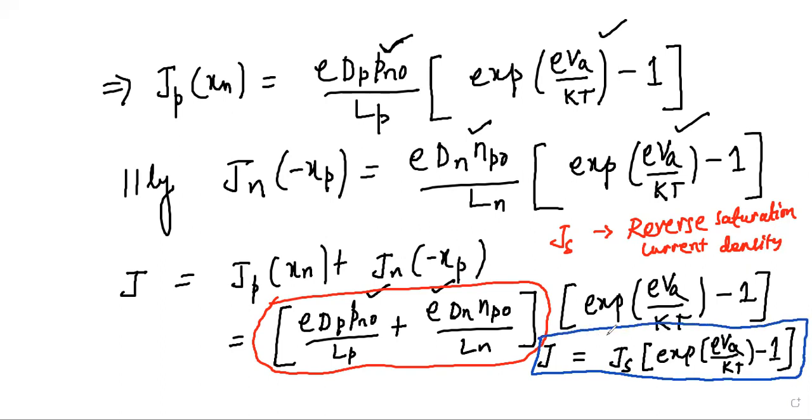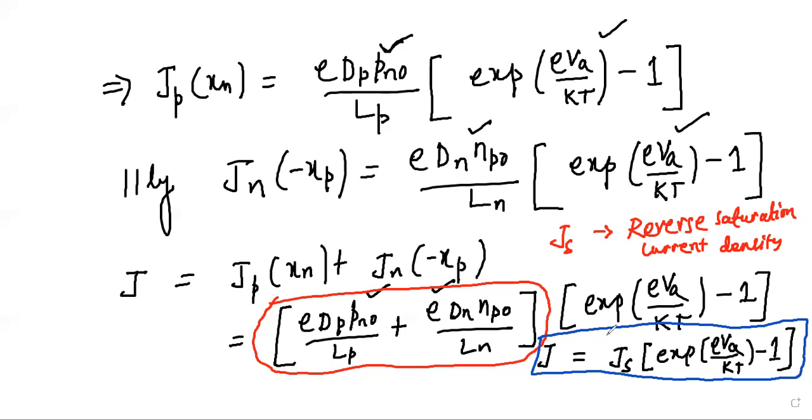This equation is known as the ideal diode equation, right? So this equation actually relates the current and voltage in a PN junction, right? So these are the three things you need to remember. Js is the reverse saturation current density given by this bracketed term, e Dp pn0 by Lp plus e Dn np0 by Ln. The equation that we found is known as the ideal diode equation, and it gives the current-voltage relationship in a PN junction, right?